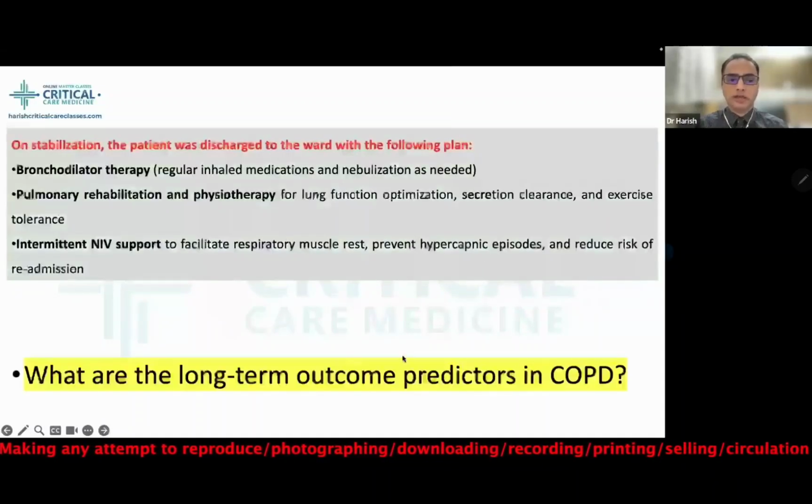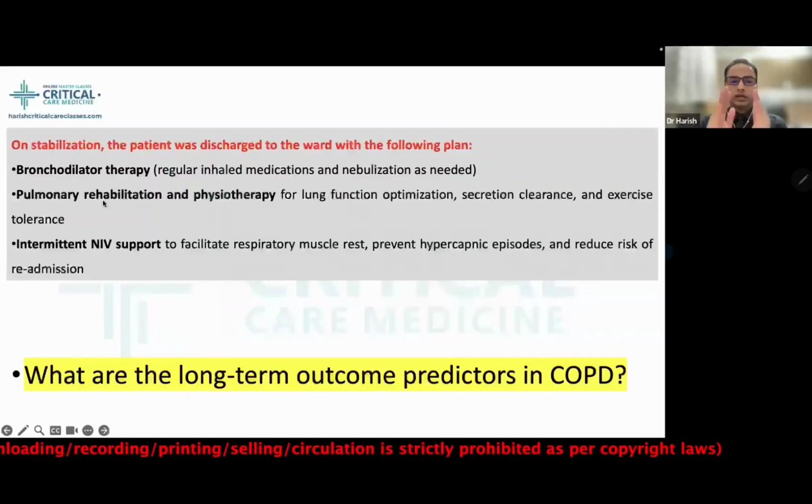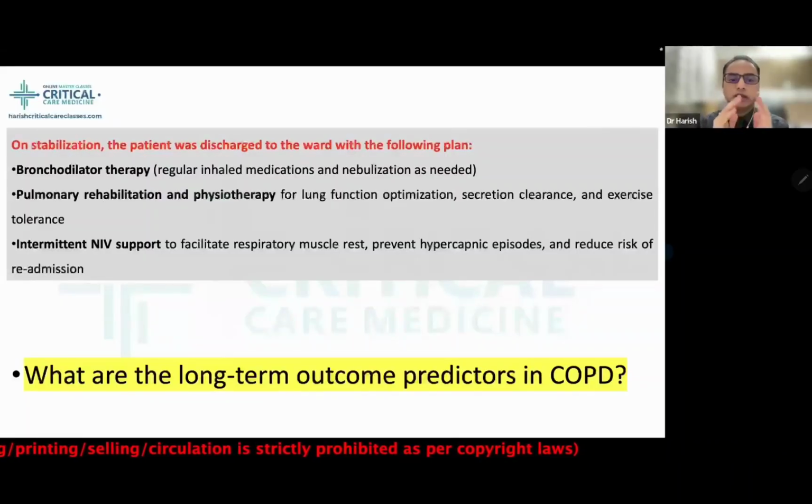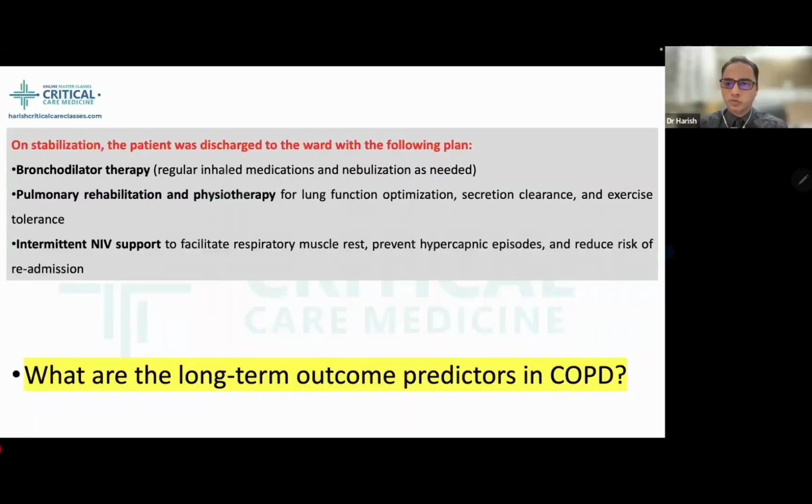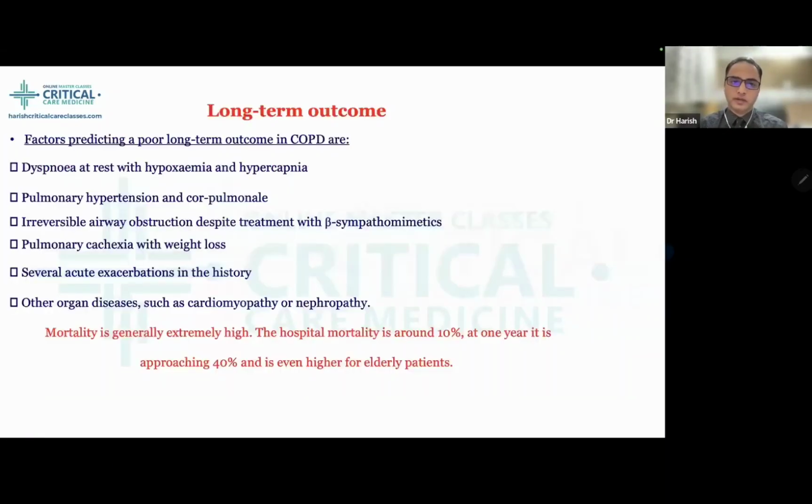Okay. So on stabilization, the patient was discharged to the ward with the following plan: bronchodilator therapy, pulmonary rehabilitation and physiotherapy, intermittent NIV, so that it helps in preventing the recurrence of respiratory failure. So what are the long-term outcome predictors in COPD? How can we predict the outcome?